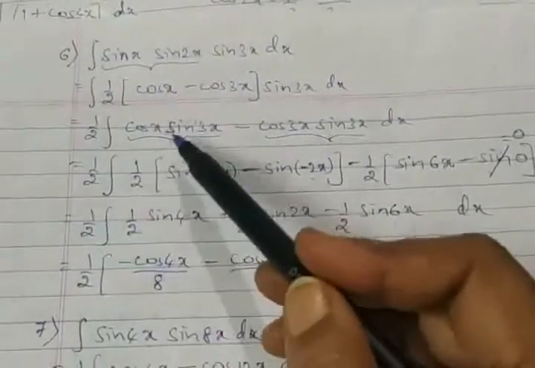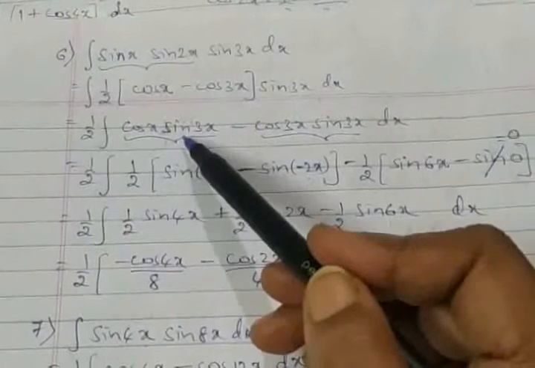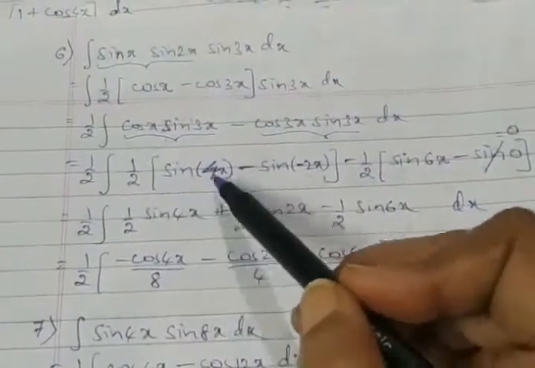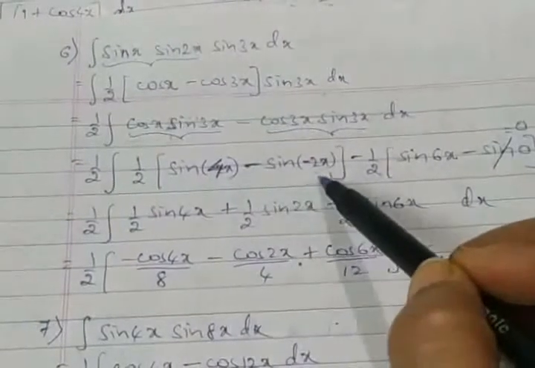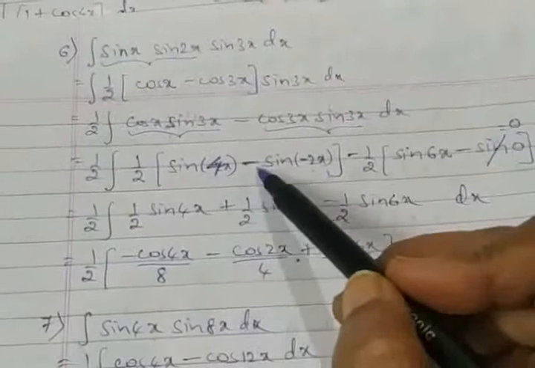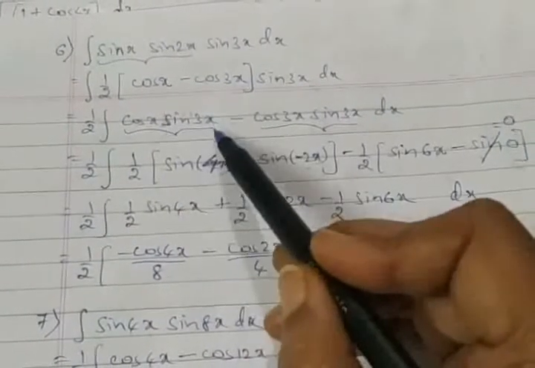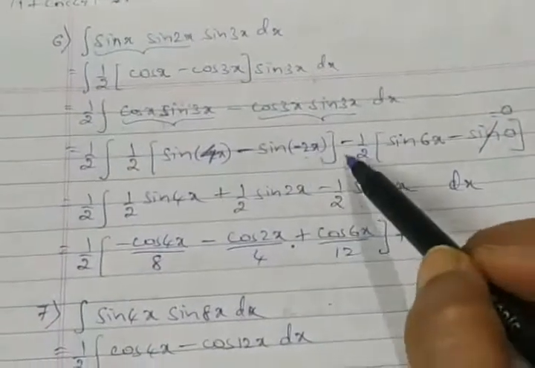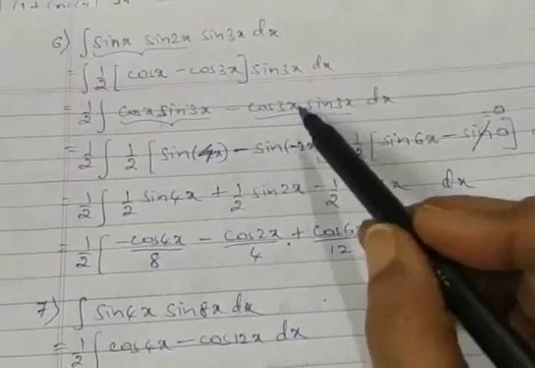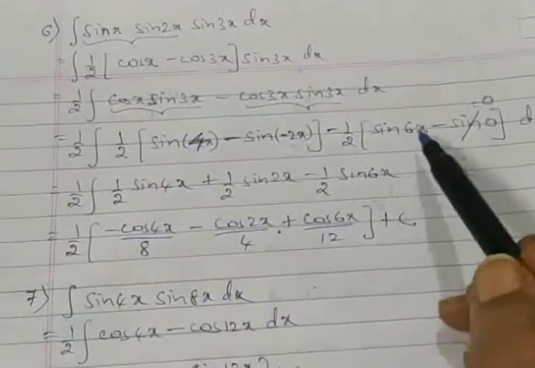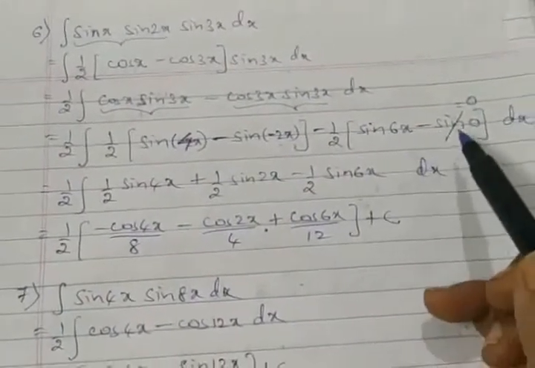Half kept outside here, we have the cos A sin B formula. What is the cos A sin B formula? It is half sin A plus B minus sin A minus B. So half sin A plus B minus sin A minus B. Since it is sin, you get a minus, minus 2x. Be careful about the minus. Again the cos A sin B formula, half kept here, sin of A plus B minus sin A minus B.